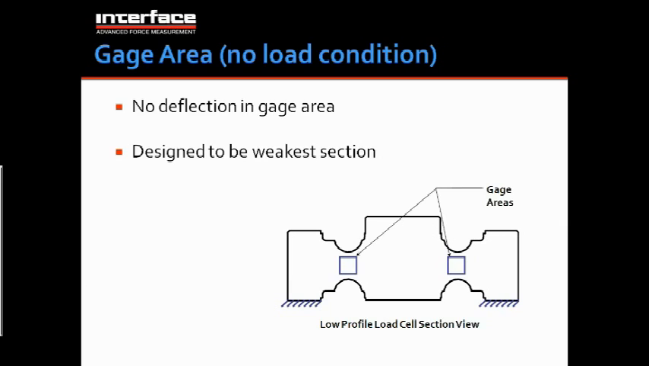So now let's focus our attention to the gauge area, the location where the gauges are bonded to the flexure, and see how the flexions in a flexure are causing the resistance in a strain gauge to vary. In this cross-sectional area of a low profile load cell, the two blue squares indicate the location where the strain gauge is bonded to the flexure. Right now, we have no load being applied to the load cell, so we have no deflection across the beams. And again, as I mentioned earlier, because of the design of these beams, these are the weakest sections of a flexure.